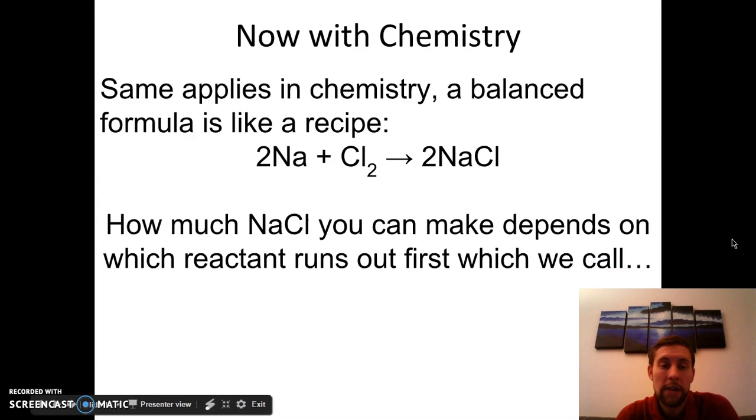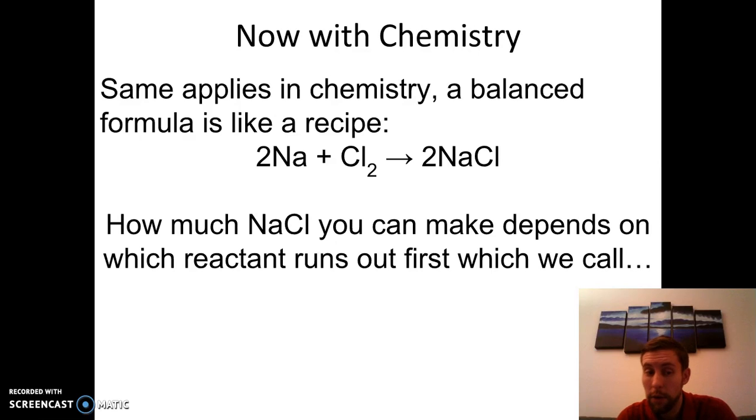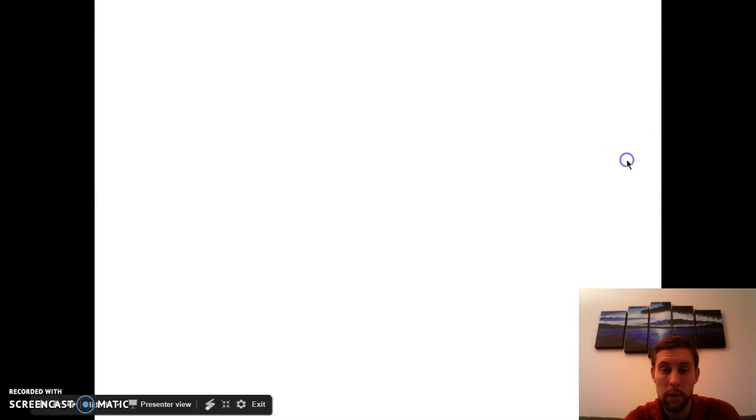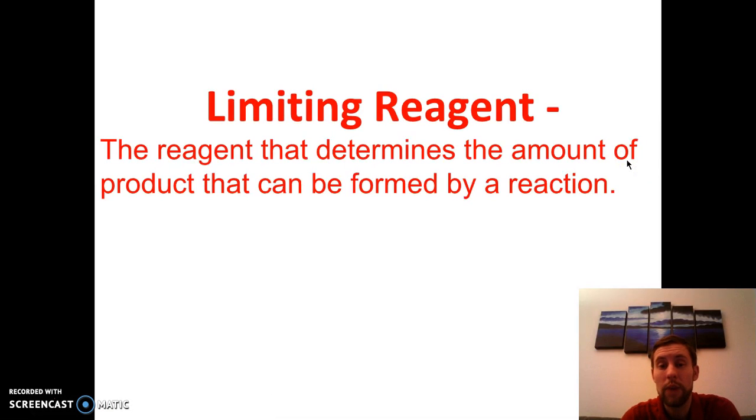So if we have a balanced chemical equation, just like that simple hot dog recipe, 2 sodiums plus 1 chlorine molecule goes to 2 sodium chloride. How much sodium chloride we can make will depend on which of those reactants, sodium or chlorine, runs out first. And we call those the limiting reactant or limiting reagent, the 2 words for the same thing. That thing tells you how much of your product you can actually make. Once it's gone, you can't make any more.